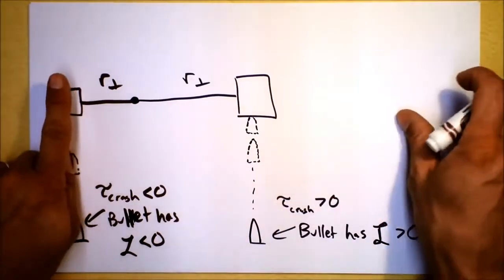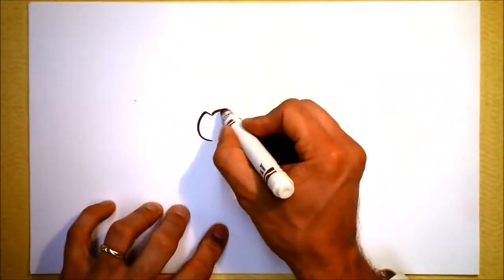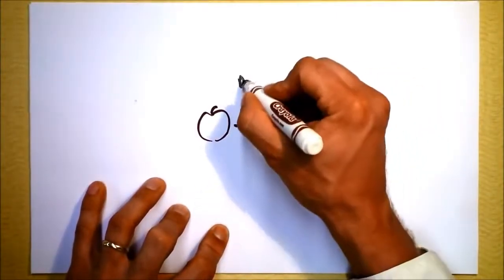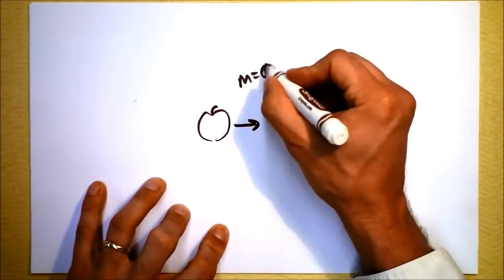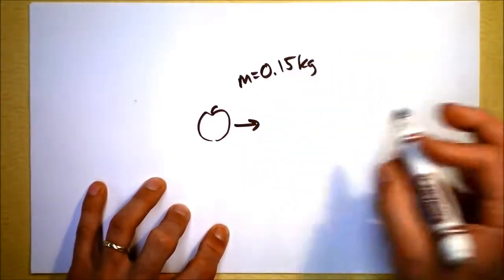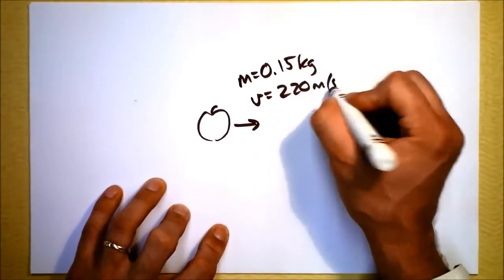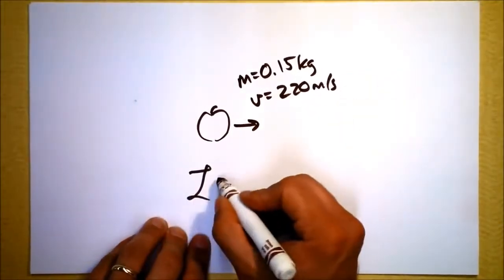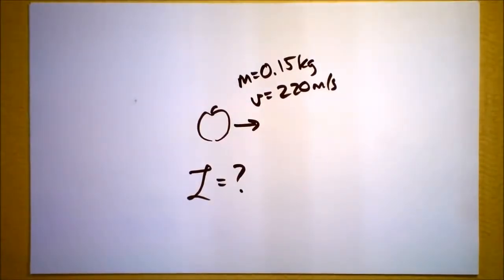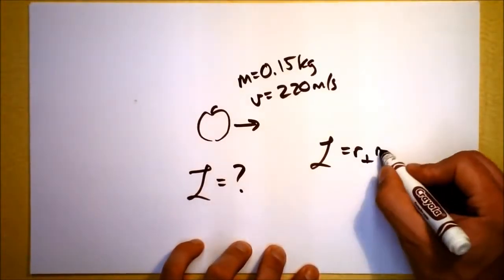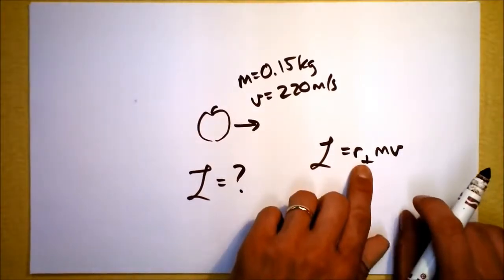Good. Now, here's the final question. If I have a nasty brown apple, and the apple is moving, it has mass, let's see, I don't know, 0.15 kilograms, and it's moving at, let's speed things up a little bit, 220 meters per second. What is its angular momentum? Can you do it? Let's see, for angular momentum, we need this equation: r perp times m times v. So there's something missing, r perp.